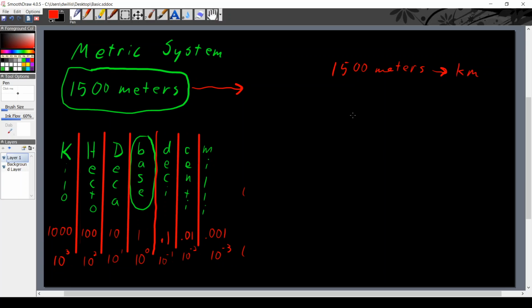All right, so let's go ahead and bring this over and say that I have 1,500 meters, and I would like to convert that into kilometers. What I'm going to do is take my 1,500 meters and look at this little chart with my prefixes, and say, hey, I'm starting with meters.